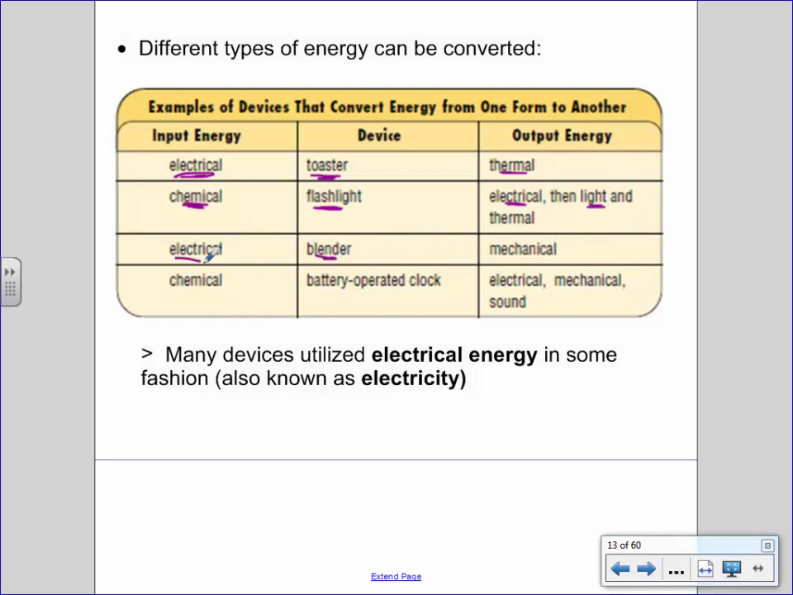What does a blender do? A blender takes electricity and turns it into mechanical energy, like motion, basically. What does a battery-operated clock do? Well, it takes a battery, chemical energy, turns it into electricity, and eventually turns it into sound so that you can wake up. Here's the point I want to make. Which thing was on every single one of these devices? Electrical.